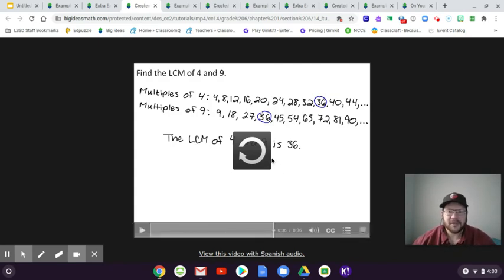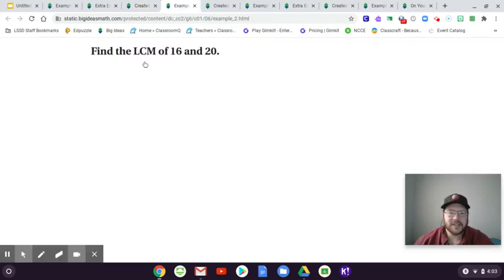Notice that the list method works really well, but sometimes you end up writing a whole big long list. And sometimes the least common multiple will take you a long time to reach. So there is another way to find the least common multiple. If we want the least common multiple of 16 and 20, this can also be done by prime factorization. So first, find the prime factorization of 16. What you're going to want to do is make a little factor tree on that one.